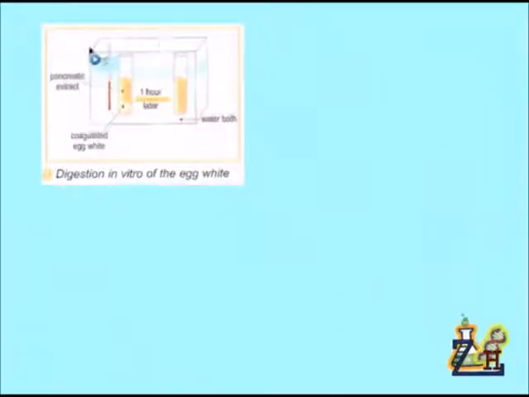The first experiment done was that they got a tube containing coagulated egg white and added to it pancreatic extract, of course, at 37 degrees Celsius in a water bath. And 1 hour later, we noticed that the coagulated egg white was transformed, it disappeared. This means that it was transformed.